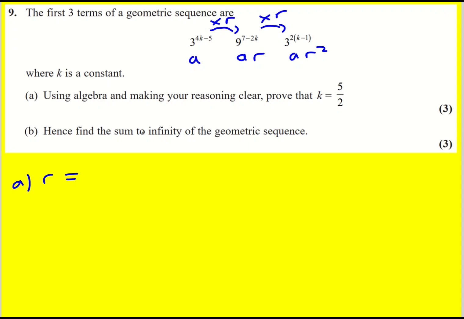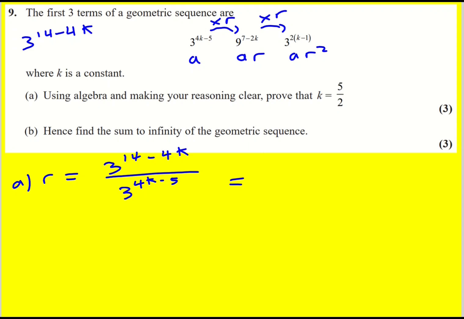So R is going to be 9 to the power of 7 minus 2k over 3 to the 4k minus 5. Now I can immediately see I've got powers of 3 in the other two, so I'm going to write 9 to the power of 7 minus 2k as 3 squared to the 7 minus 2k, and then that will become 14 minus 4k when I times the 2 through by the 7 minus 2k. So now I've got it in that form, I'm going to write R equal to 3 to the power of 14 minus 4k over 3 to the 4k minus 5.